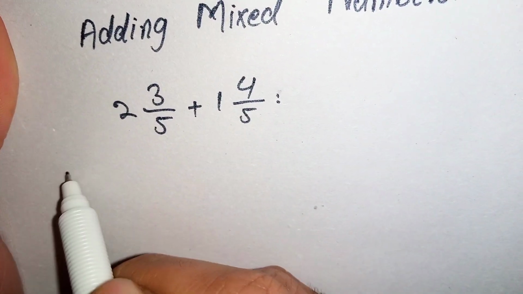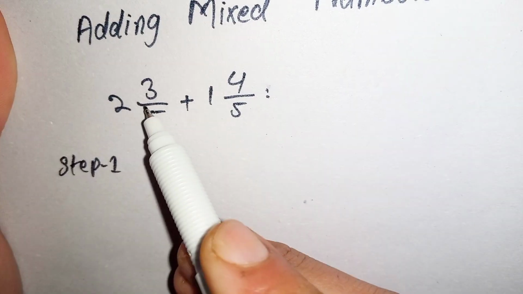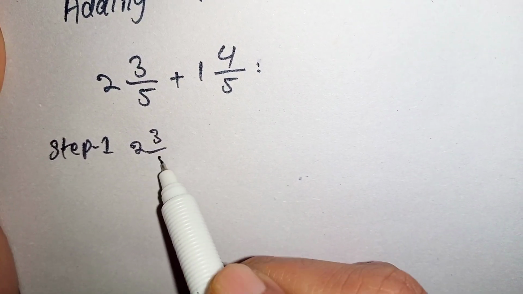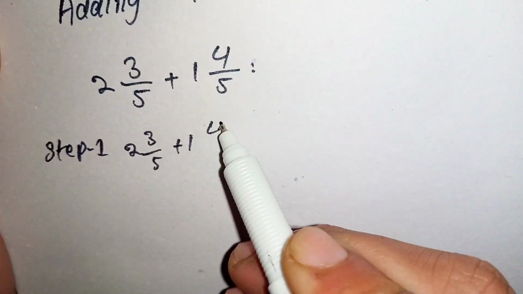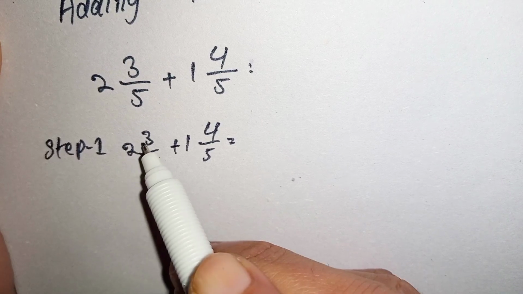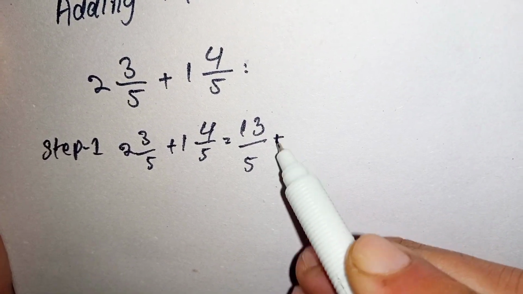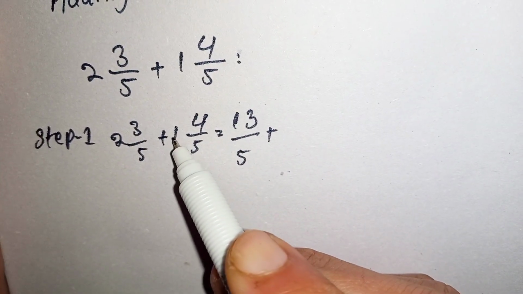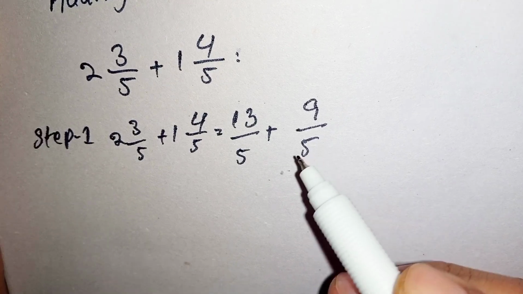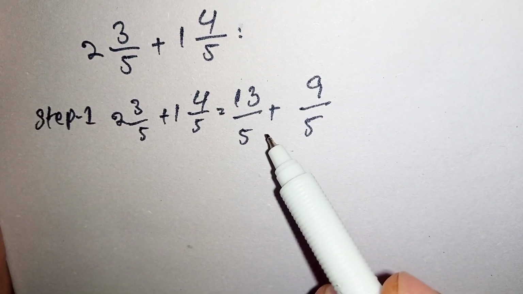So in step 1, we will convert the mixed numbers into improper fractions. So we will write 2 and 3 over 5 plus 1 and 4 over 5 is equal to: 5 times 2 is 10 plus 3 is 13. So we will write 13 over 5 plus 5 times 1 is 5 plus 4 is 9. So we'll write 9 over 5. In step 1, we converted the mixed numbers into improper fractions.